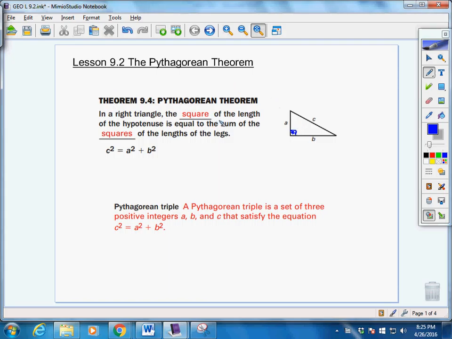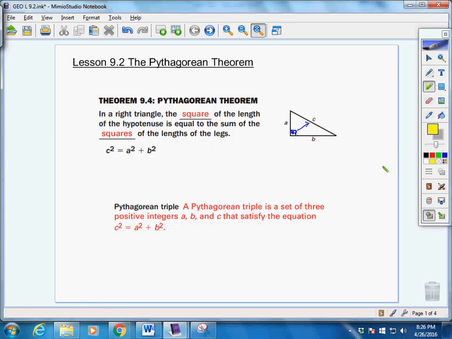So in a right triangle, the square of the length of the hypotenuse is equal to the sum of the squares of the lengths of the legs. Basically, the two sides that make up the right angle, square them both, add them, and that has to equal the hypotenuse squared. A and B you can switch around, it doesn't matter, but C, the hypotenuse, is important. It's always across from the right angle.